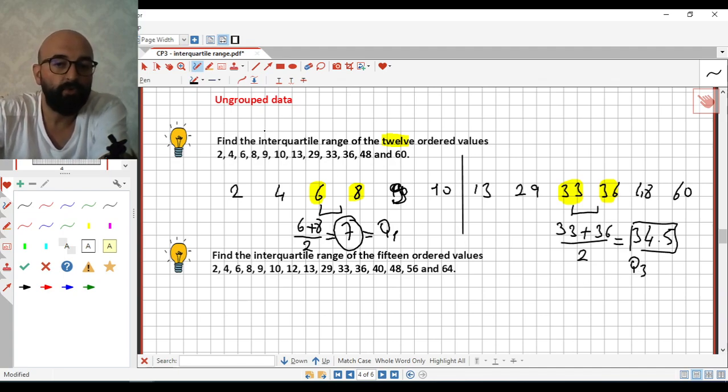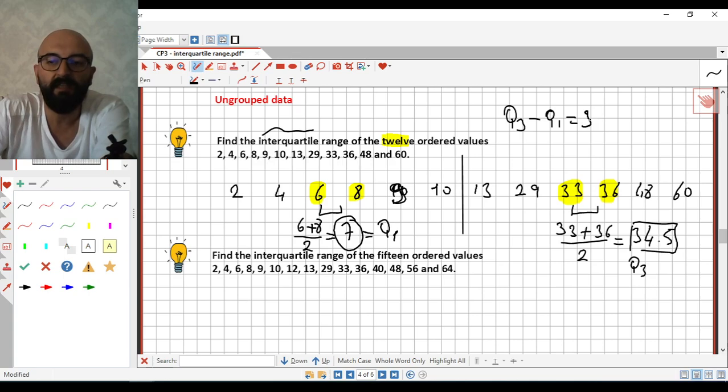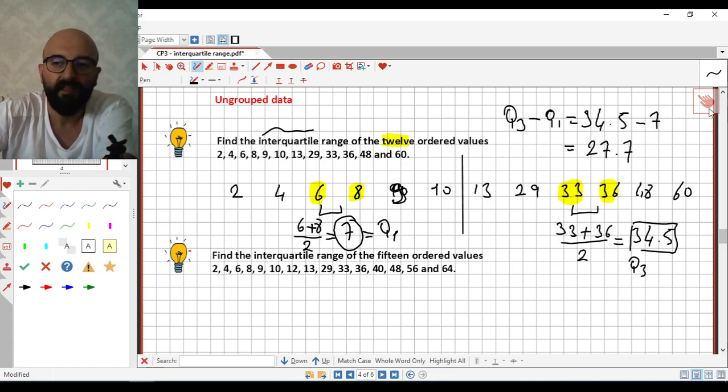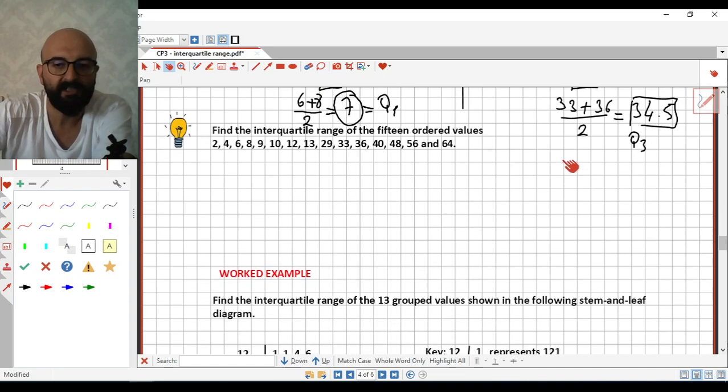And if we want the interquartile range, we should find Q3 minus Q1, and it should be 34.5 minus 7, and it becomes 27.5.